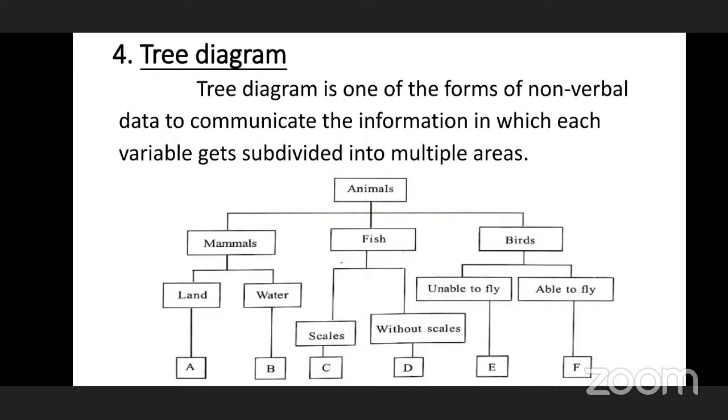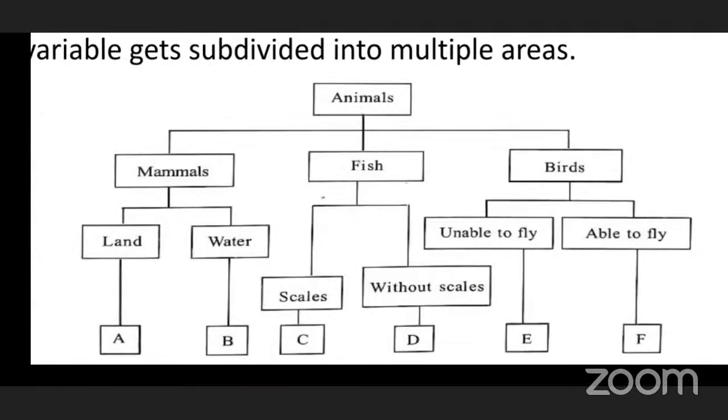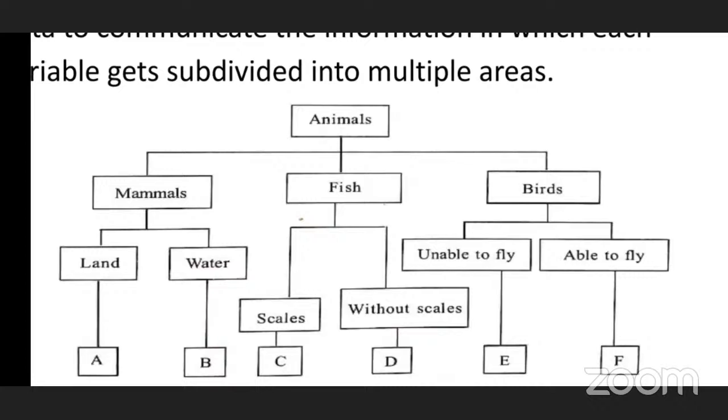You can see the picture. Let us try to understand what the tree diagram talks about. It basically talks about the primary variable, which is animals. The first thing is animals. The whole tree diagram talks about animals only. But as part of animals, what all comes under animals is discussed here. Mammals, fish, birds, land, water.